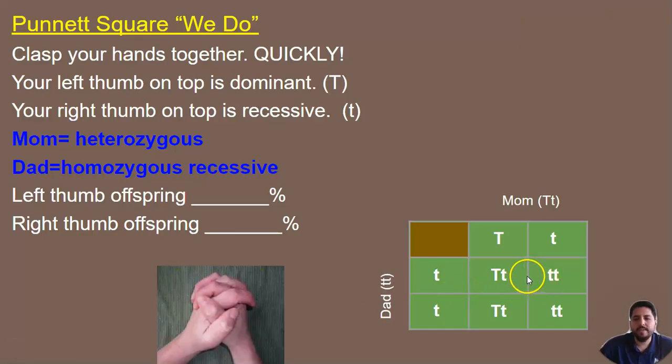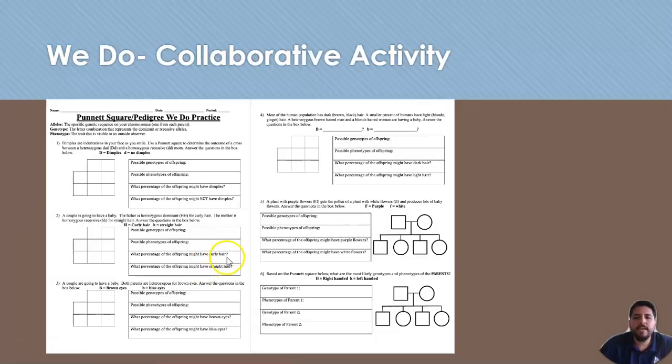So we can see here that 2 of the offspring are going to have the dominant trait and 2 of the offspring are going to have the recessive trait. So this equals out to a 50-50 on the trait of which thumb is going to be on top when you clasp your hands.